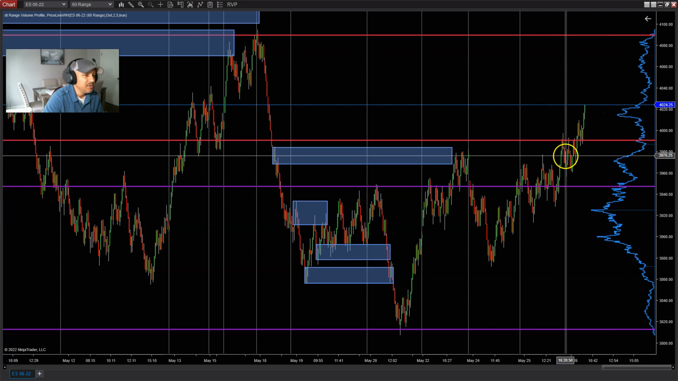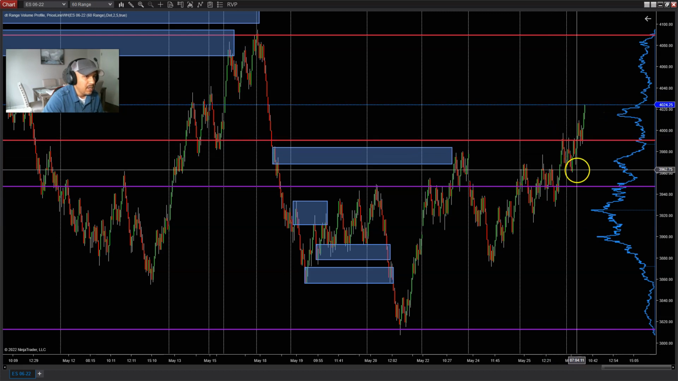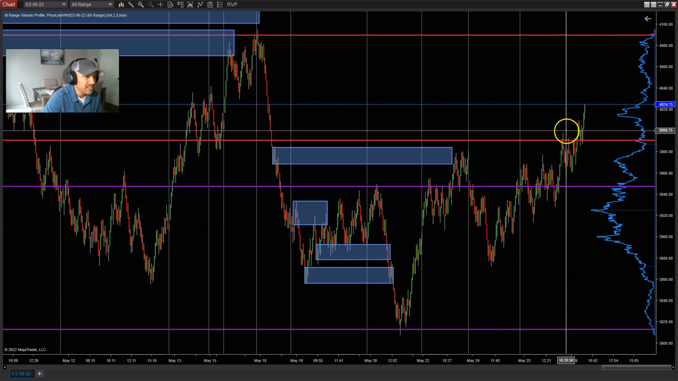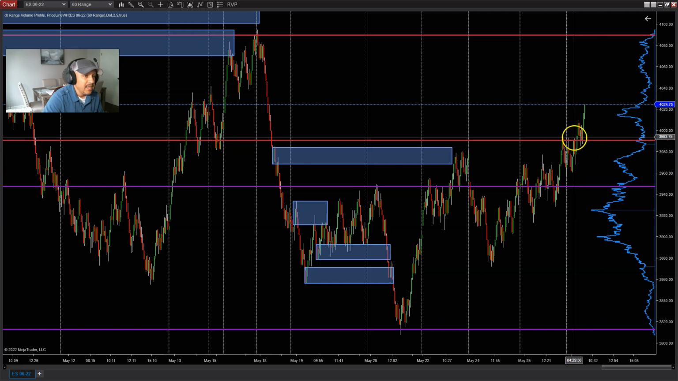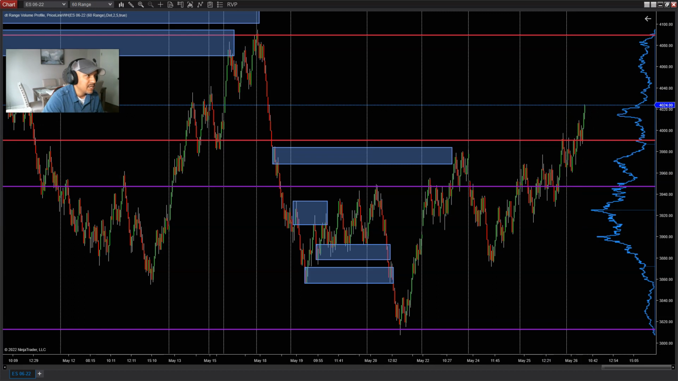But overnight, price continued to push higher, breaking and taking out yesterday's high at 39.98, and so we're breaking higher, still making these higher highs and higher lows.